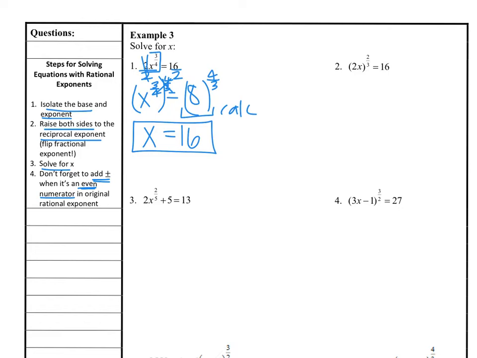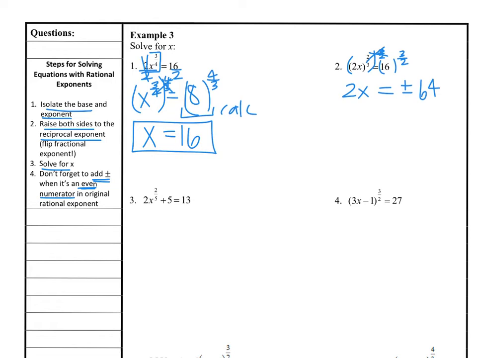Okay, number 2. In this case, the base is the 2x because there are parentheses around it, so the entire thing is being raised to the 2/3 power. The entire base is 2x, so I'm going to put parentheses around the entire thing and raise it to the 3/2 power, and do the same thing over here. Those cancel, cancel. We're left with 2x equaling, on the right side, plus or minus 64.